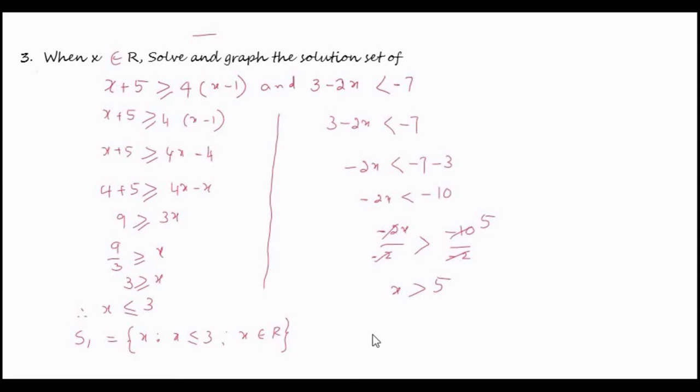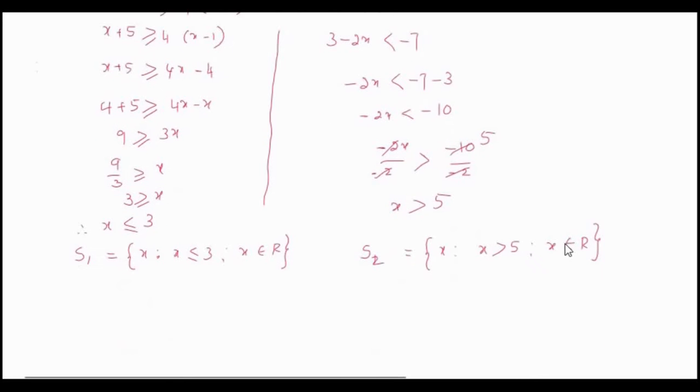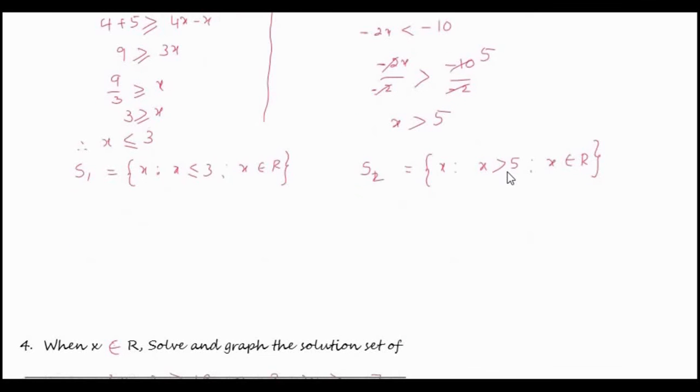So how will you write this solution set? Let us write this solution set as S2. S2 equals {x such that x > 5, x belongs to R}. R is real numbers. Now let us draw the graph of these two. So first one.